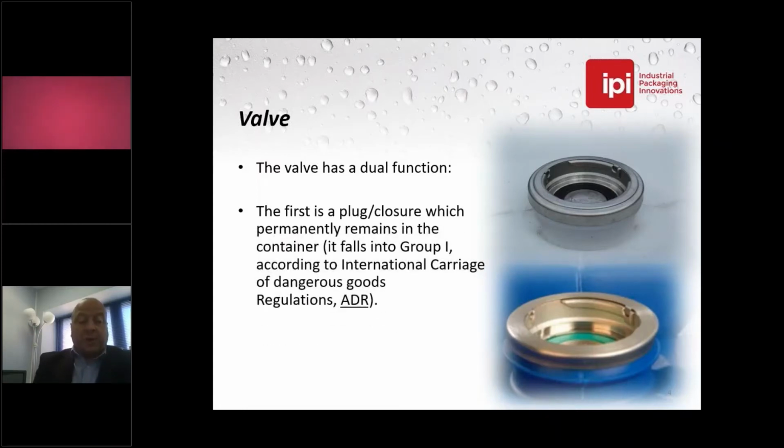So the first one is a plug or closure. It always stays in there. From the supply from the container manufacturer at the start, it is supplied with the system. So you have the valve and a down tube underneath it, which reaches to the bottom of the container. While that plug is in there, or the valve is in there, it's like a tri-sure plug. It falls into group 1 according to the International Carriage of Dangerous Goods Regulations, or the ADR. So it is solid. It's been subject to drop tests. The liquid is not going to come out. Your employees, the outside world, the environment is protected.